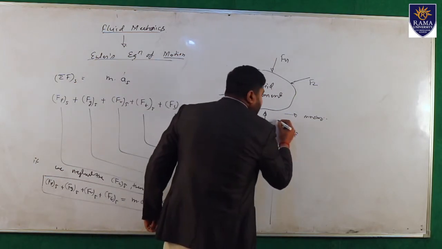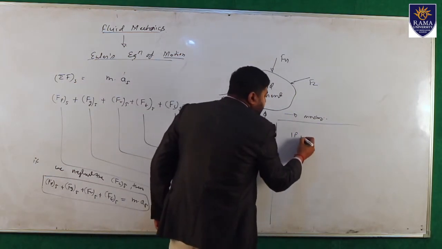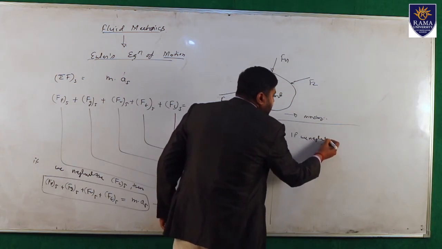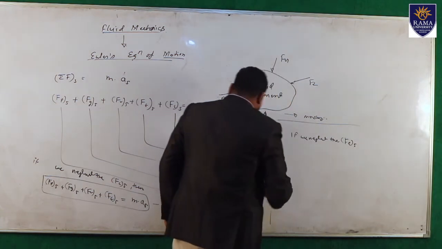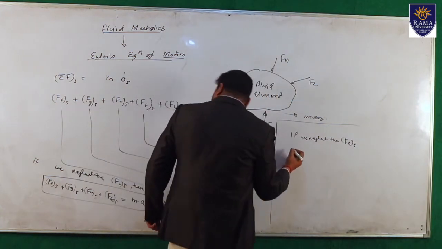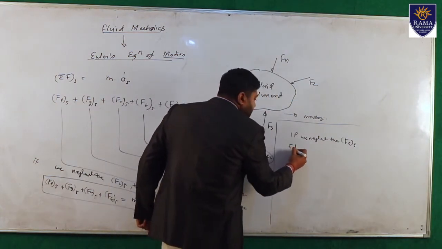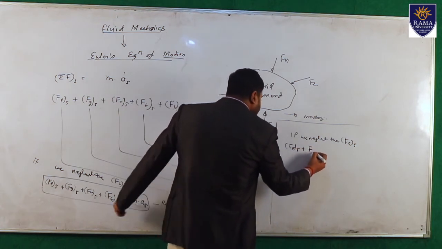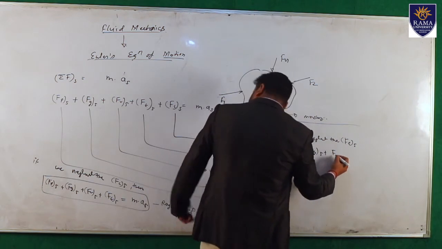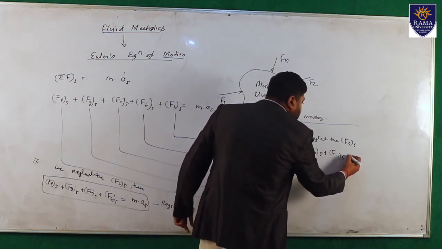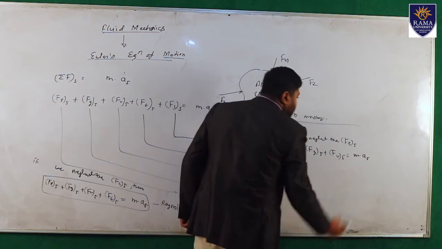If we neglect the FTS, then what will the equation become? FPS plus FGS plus FVS equals m into acceleration in the direction S.